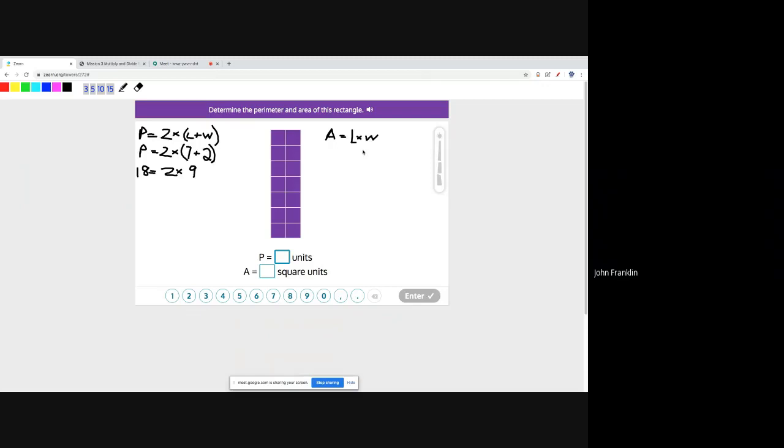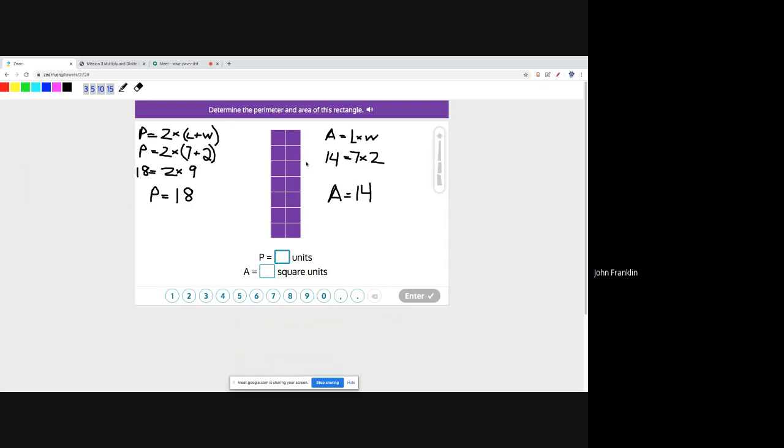Now let's figure out the area. The area is length times width. So the length is 7. The width is 2. 7 times 2 is 14. So it looks like our perimeter should be 18, and our area should be 14.